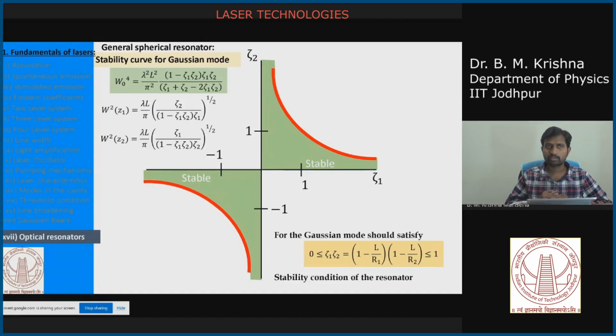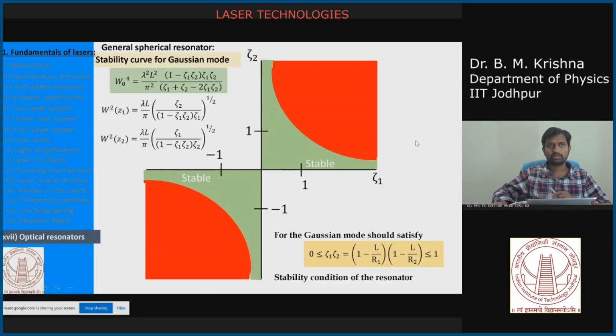If you make a resonator with zeta 1 and zeta 2 falling within the green region, it gives a stable Gaussian mode to oscillate within the cavity. So you will get a stable resonator. Now these red regions are unstable. If your resonator falls in these regions, it cannot maintain the Gaussian mode to oscillate within the cavity. So it leads to an unstable condition, and you will get an unstable resonator.